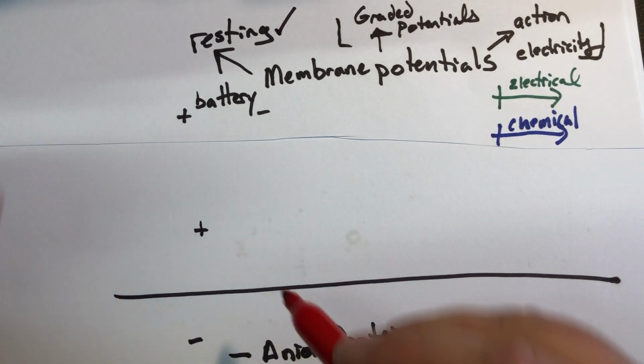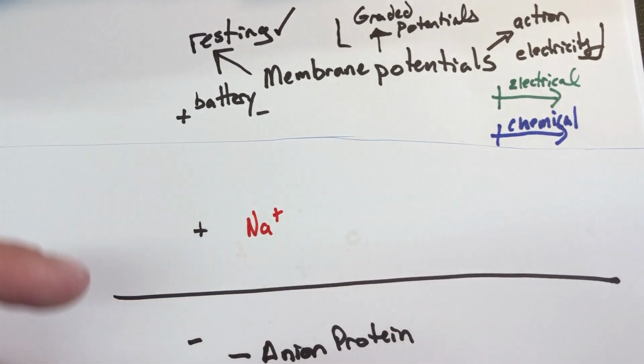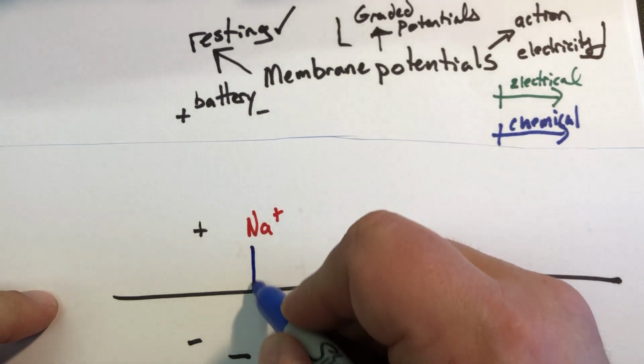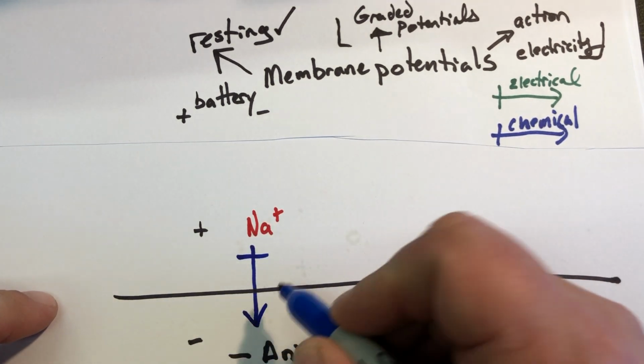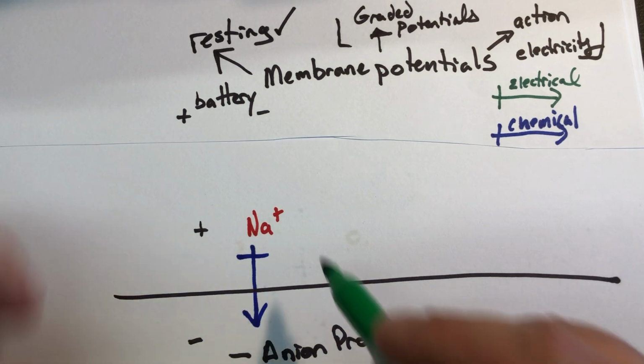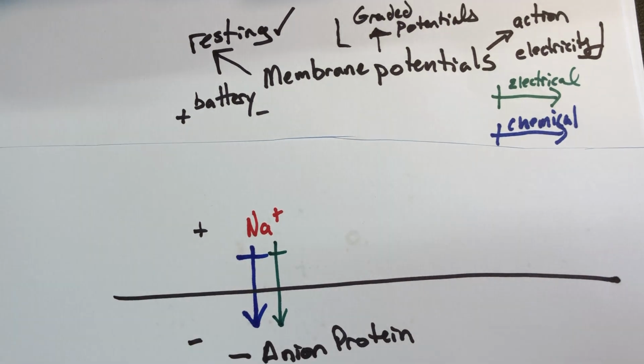Our positive terminal outside the cell, we have sodium. And with sodium, there is a chemical gradient because it's in high concentration outside of the cell, pulling it towards the inside of the cell. And then we also have, because of the positive and negative charge, an electrical gradient pulling it towards the inside of the cell.